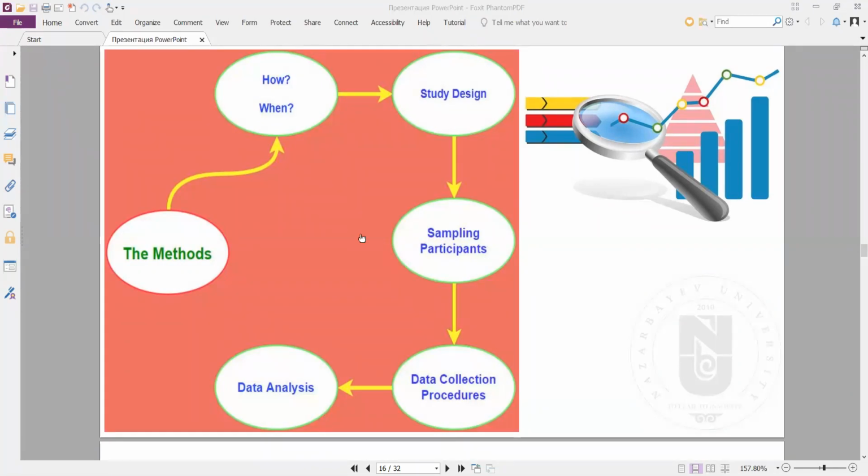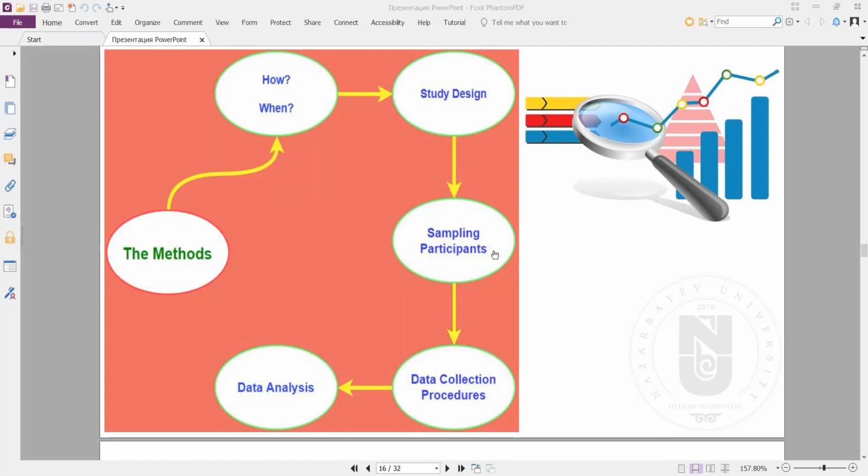Now, some of the questions here: the methods should include the answers to questions of how you conducted your research and when you conducted it. The methodology, the study design, whether you did a qualitative research or quantitative research.